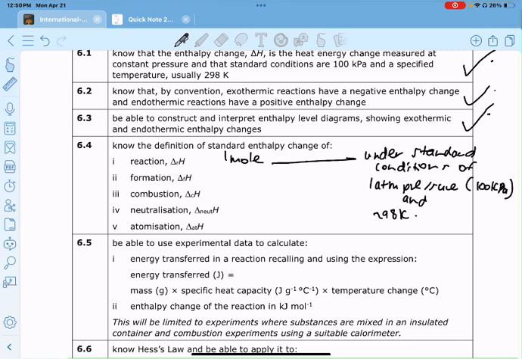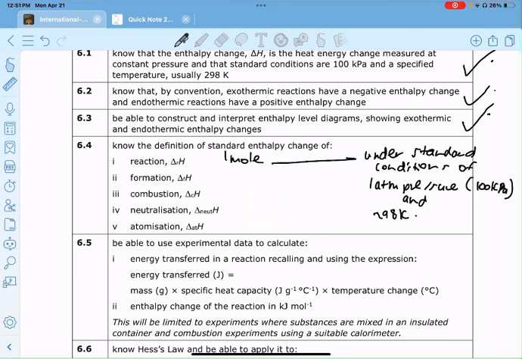For formation, it is the enthalpy change when 1 mole of a substance is produced from its elements under standard conditions, okay? What do you mean by this? Basically, just look at the word formation and you say it's when 1 mole is formed under standard conditions. But you also have to mention that the elements that it's formed from are under standard conditions, okay? Under their actual states. So if it's hydrogen, it is a gas. If it is mercury, it is also a gas, okay? If it is sodium, it is a solid. So we have to know that, okay? That's for formation.